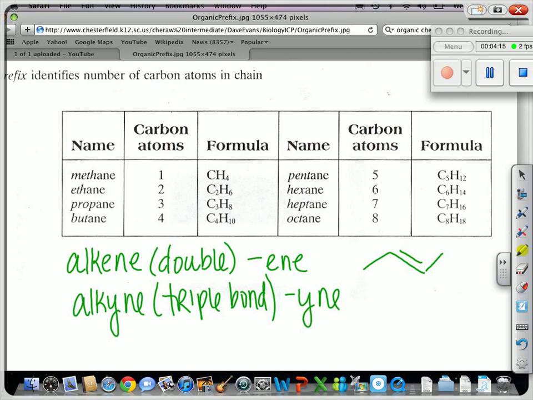There's a double bond present right here. So I have a double bond, so I know my ending is going to be -ene. For the prefix, I have to count my number of carbons. I have 1, 2, 3, 4. The prefix for 4 is but. So instead of butane, I have butene.